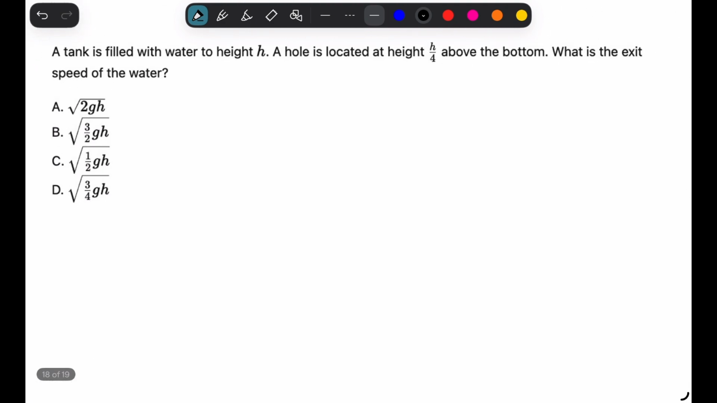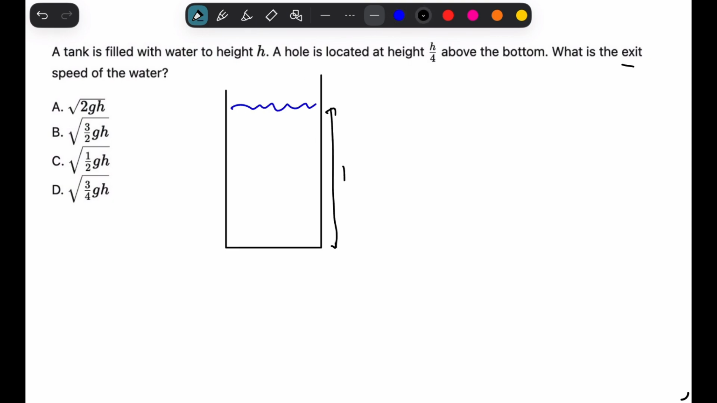Now, a tank is filled with water to height H. A hole is located at H divided by 4 above the bottom. What is the exit speed of the water? So we have water up to this point H. And then at H over 4 to the bottom, so 1/4 of that way to the bottom, we have a hole right here. And we want to find V.